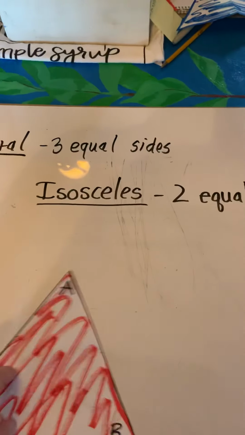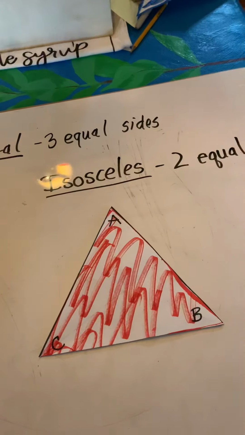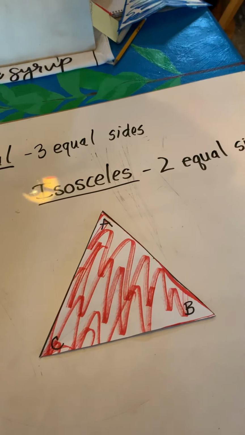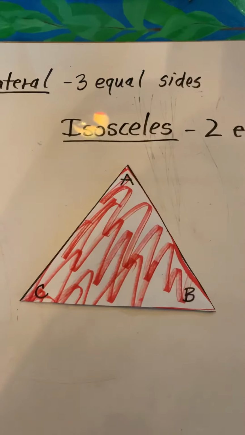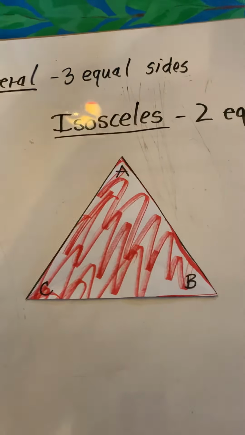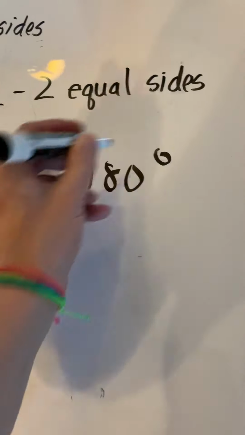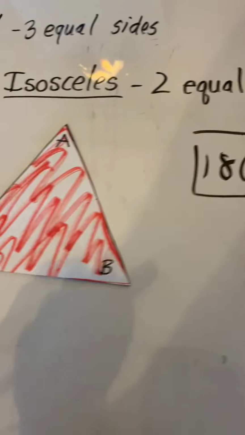And so I did my very best to make a perfectly perfect equilateral triangle. It's not quite perfect, but we're going to just go with the fact that it's pretty darn close. Okay, so what do we know about the angles of all triangles? The three angles, we know that they add up to what? 180 degrees, right? So they're always going to be 180 degrees.